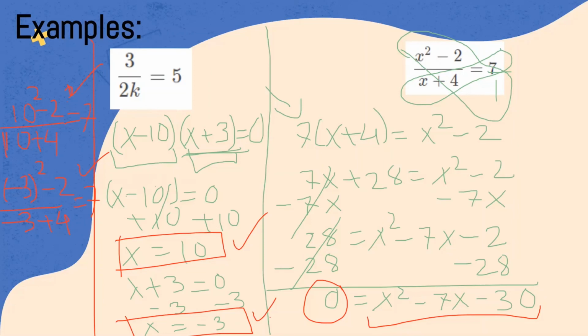Okay, so let's simply set the 0 equal to x squared minus 7x minus 30, right?